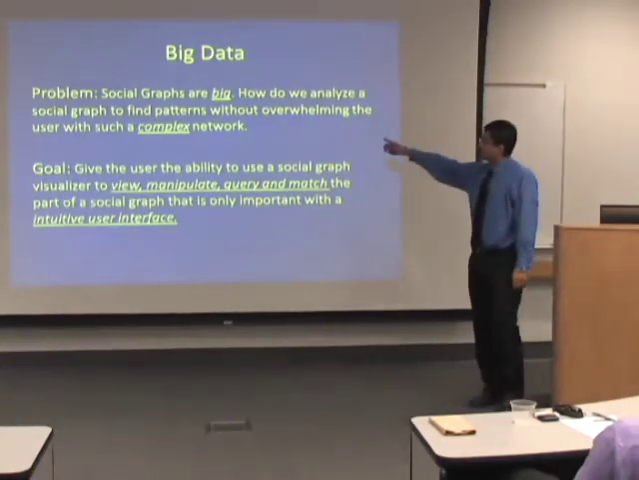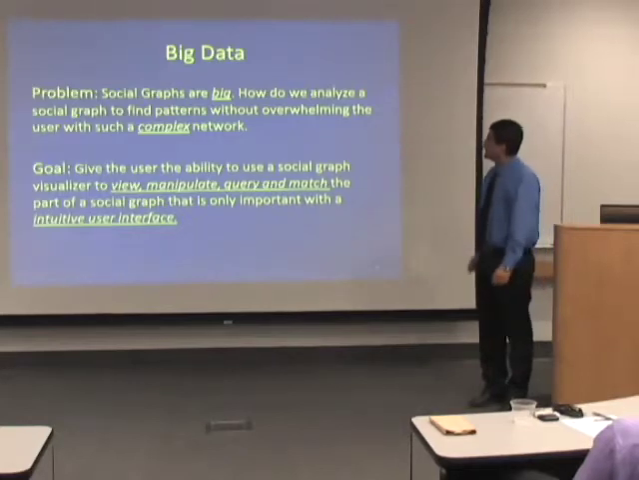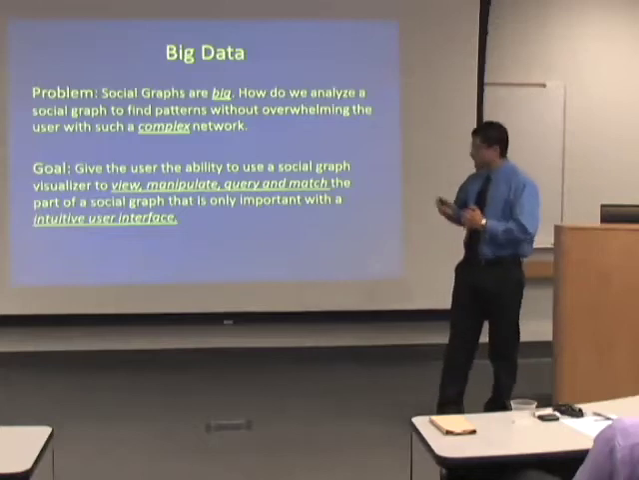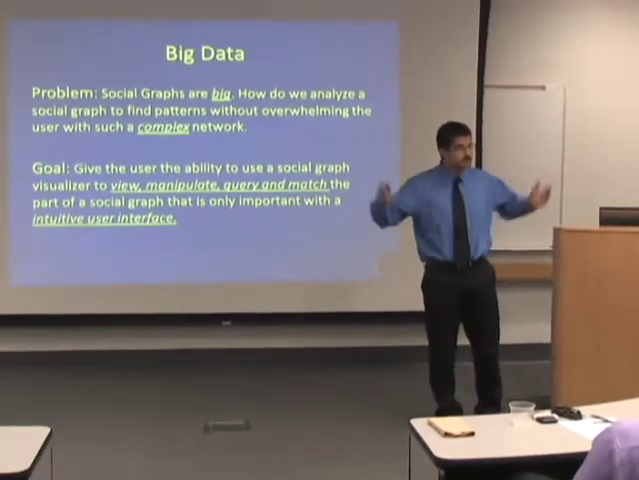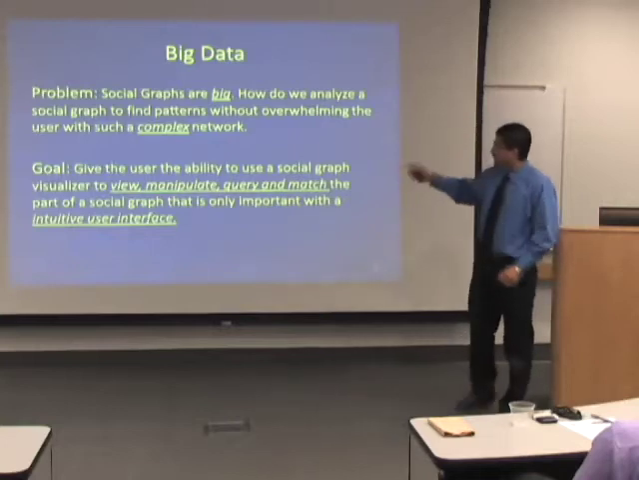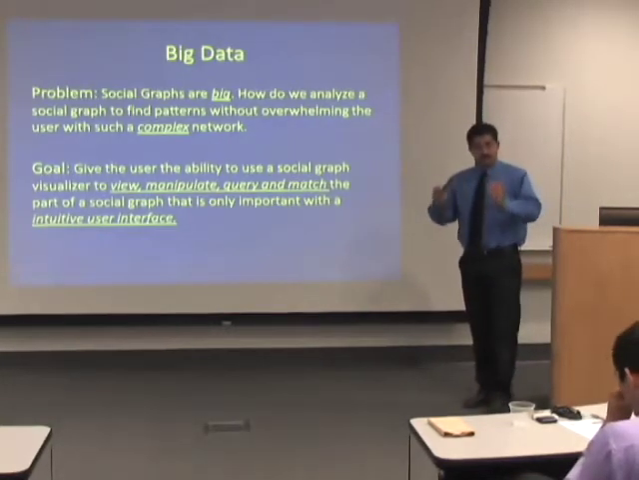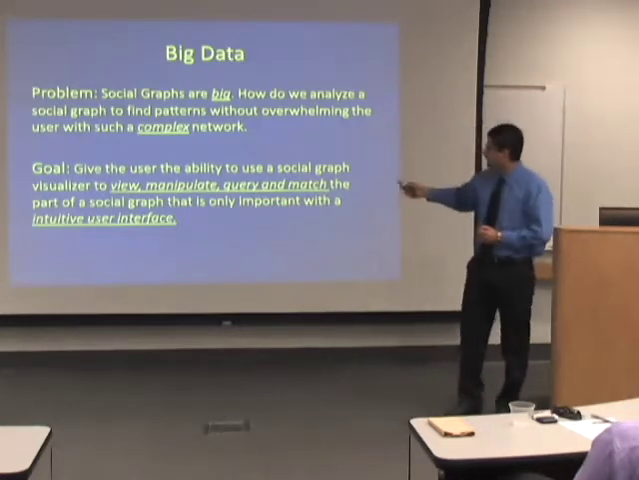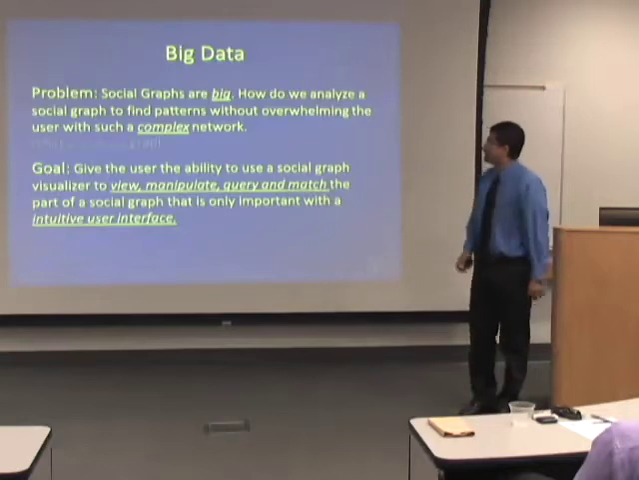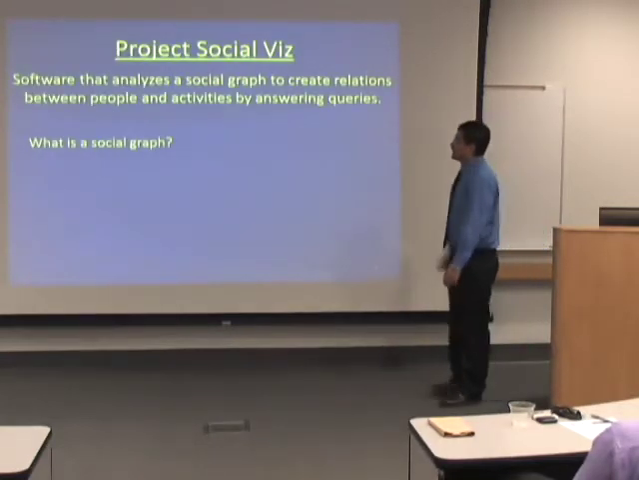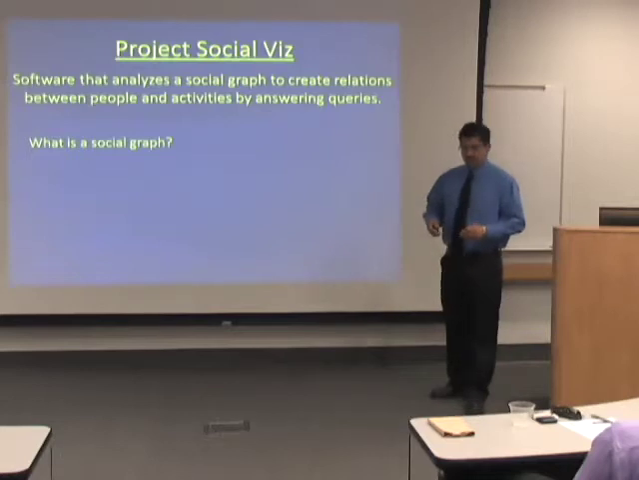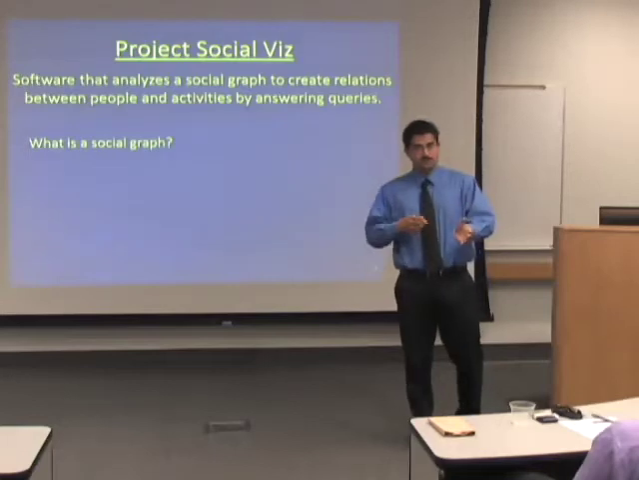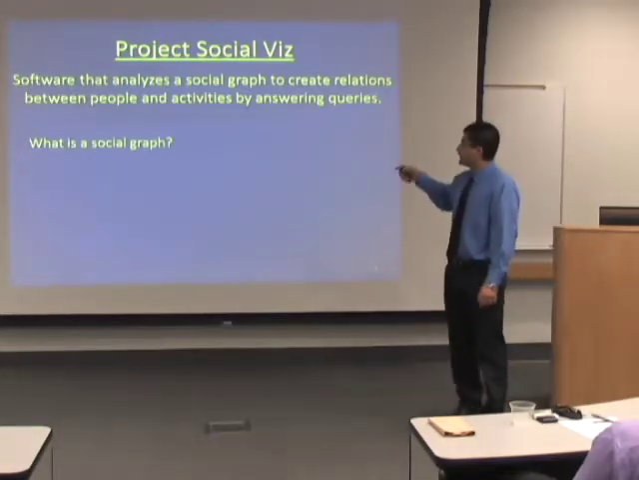So this big data can be represented as social graphs, and within these social graphs there's a bunch of patterns. And they're complex, they're overwhelming, but how can we use all this information to our advantage? Well, our goal is to get the end user the power to analyze, view, manipulate this information through software, which I have created, and make it clean and simple for them. So I got on board on Project Social Viz, which is basically software that analyzes and views the patterns between people and activities by querying the social graph.